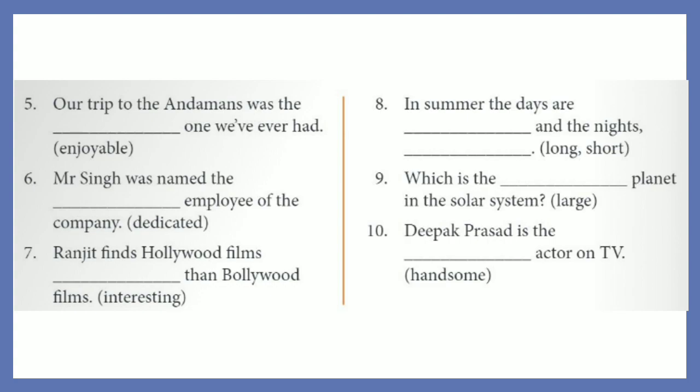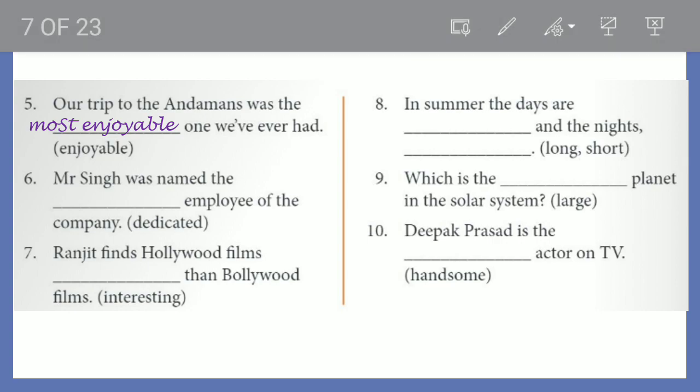Number 5. Our trip to the Andamans was the dash one we had ever had. Enjoyable is the adjective given here. So here write down most enjoyable, because before the blank the is given, which gives an idea that we are supposed to use the superlative degree. Number 6. Mr. Singh was named the dash employee of the company. Dedicated is the word given and before the blank the is used, so we get an idea to use superlative degree, that is most dedicated.